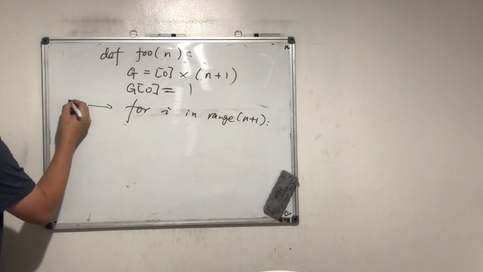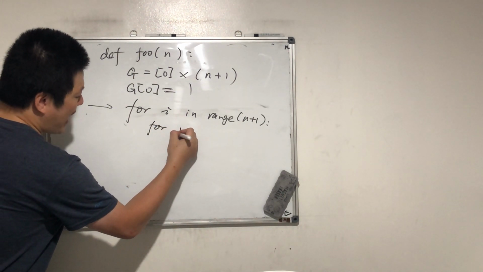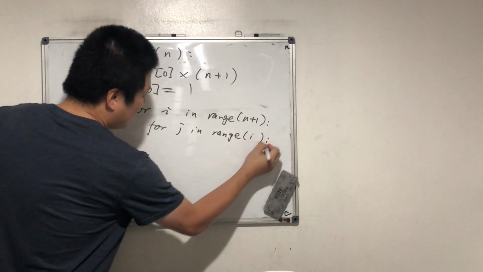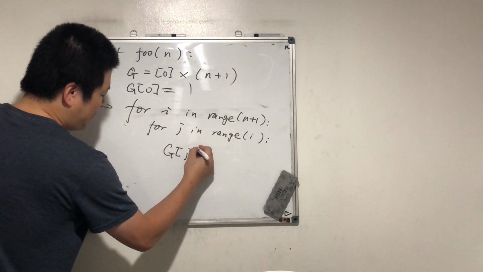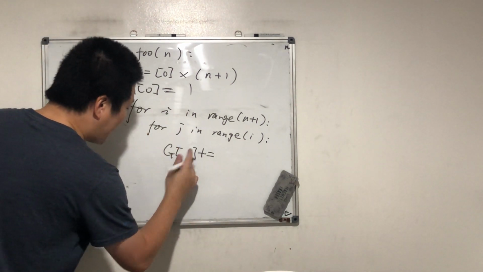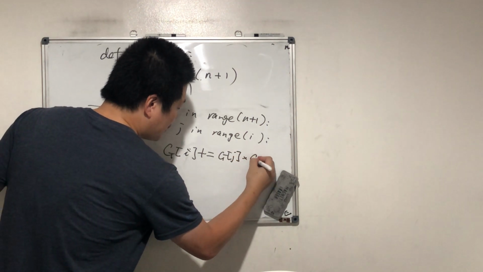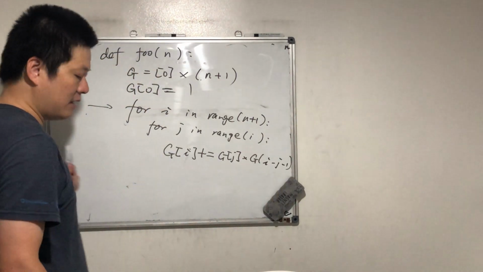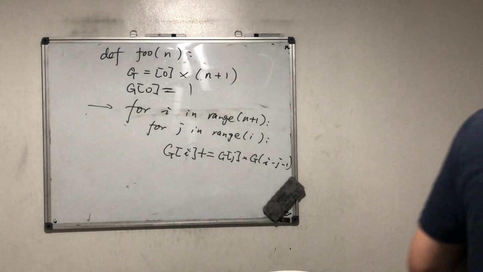the number of nodes. And then for j in range i. So now we can say g[i] plus equals g[j] times g[i minus j minus 1], okay? So it's a bit harder to understand it in this case.